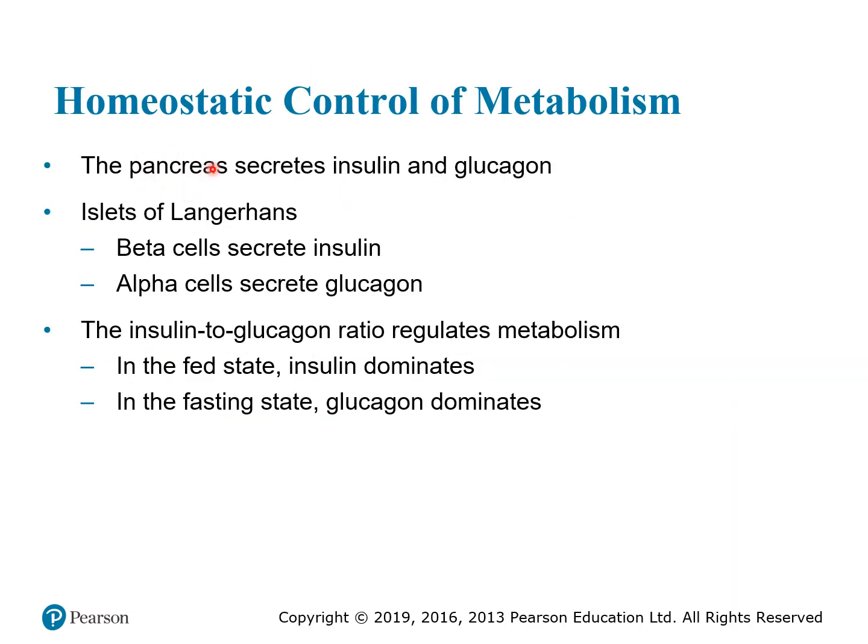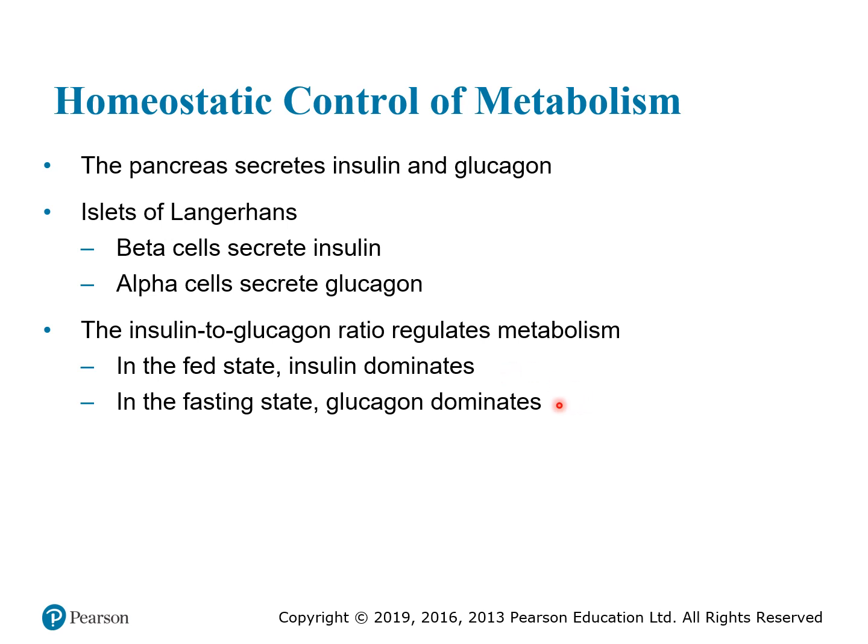So as we said, your pancreas has the ability to secrete and release two different hormones, insulin and glucagon. Insulin is going to be produced by cells in your pancreas known as beta cells, and glucagon is going to be released by cells in your pancreas known as alpha cells. And we know now that when is insulin going to dominate? Insulin is going to dominate after you've eaten a meal, right? So when you are in the fed state.